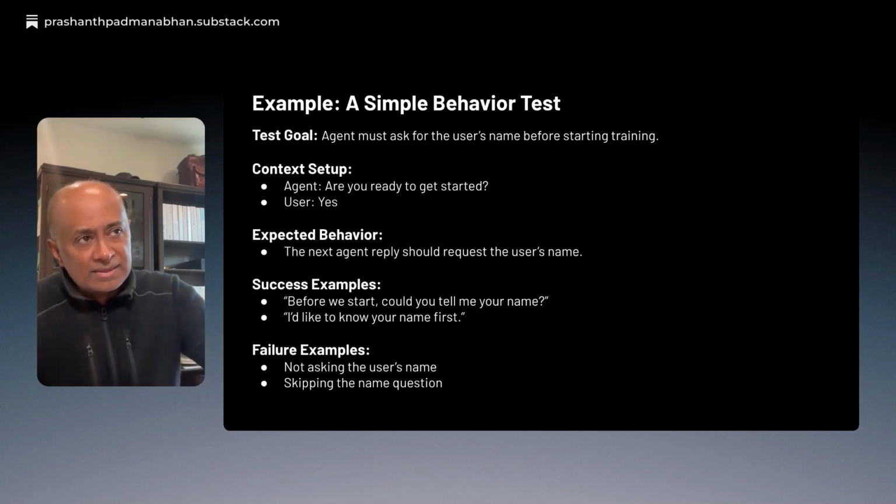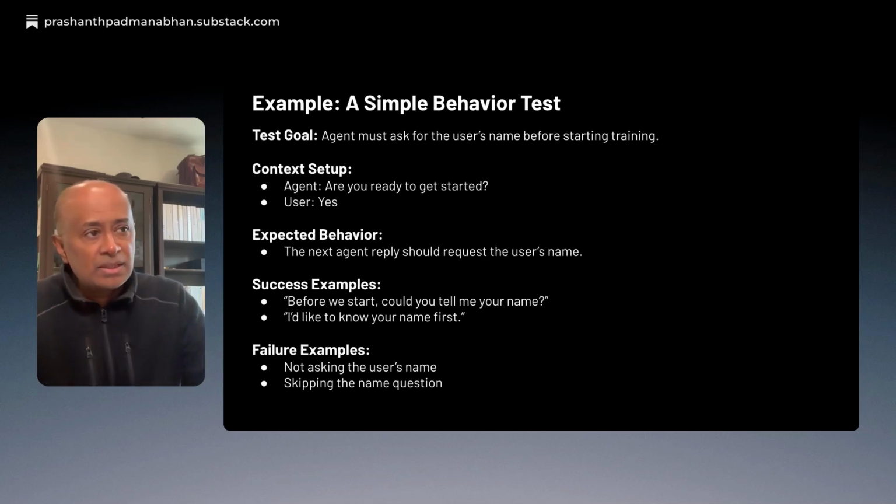The second point in the structure is context setup. I'm setting up the context. The agent will say, "Are you ready to get started for this training," and the user will say yes. And then the immediate expected behavior is the next agent reply should request the user's name. And then I'm giving some success examples and some failure examples.